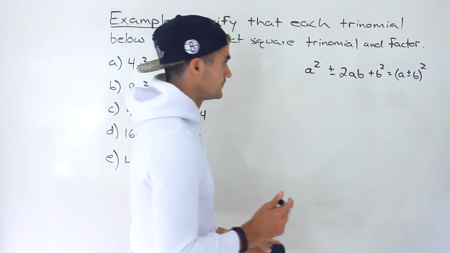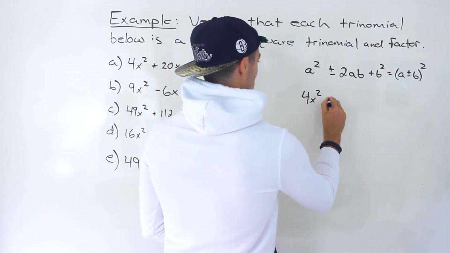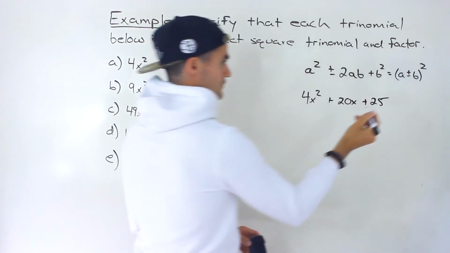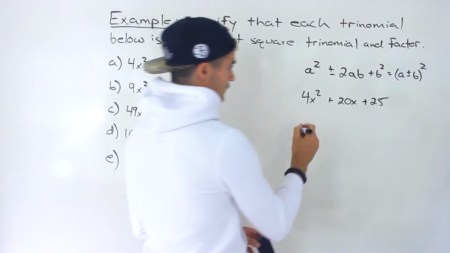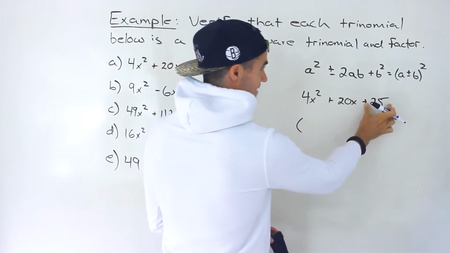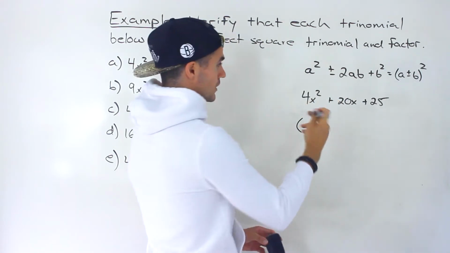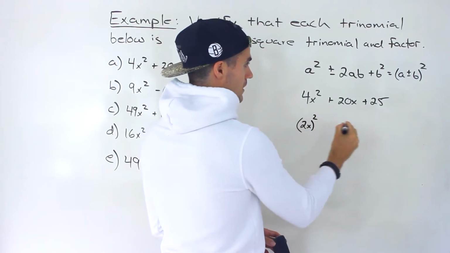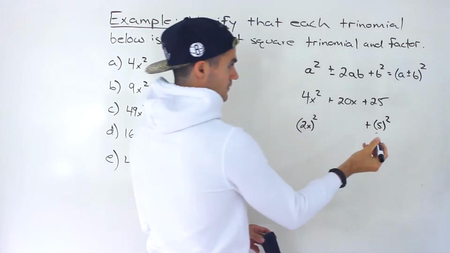Okay, so let's start off with part A. We got 4x squared plus 20x plus 25. Now what we want to do here is we first, well, at least personally what I do, is I try to take the ends and then rewrite them in that format so we could get the a and the b value pretty easily. So this 4x squared, notice we could rewrite that as 2x squared. The 25 we could rewrite as 5 squared.